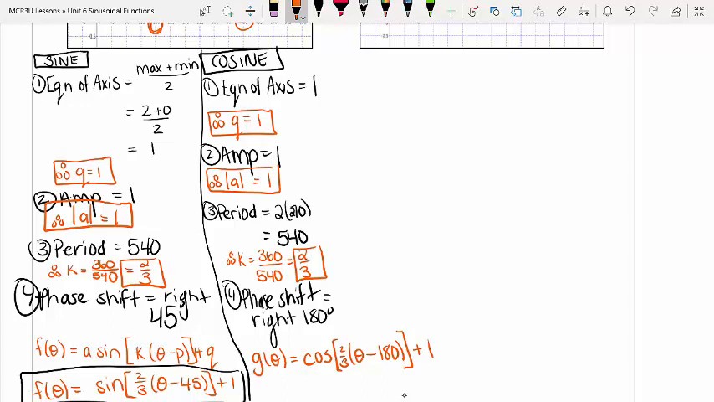So I want you guys to look at these two equations. They both have the same a value. They both have the same k value and the same q value. The only thing that changed when we wrote the equation in terms of cosine instead of in terms of sine was the phase shift. And that will always hold true. Okay? So if you have the equation for the graph in terms of sine and you want to write it in terms of cos, you just have to adjust the shift.